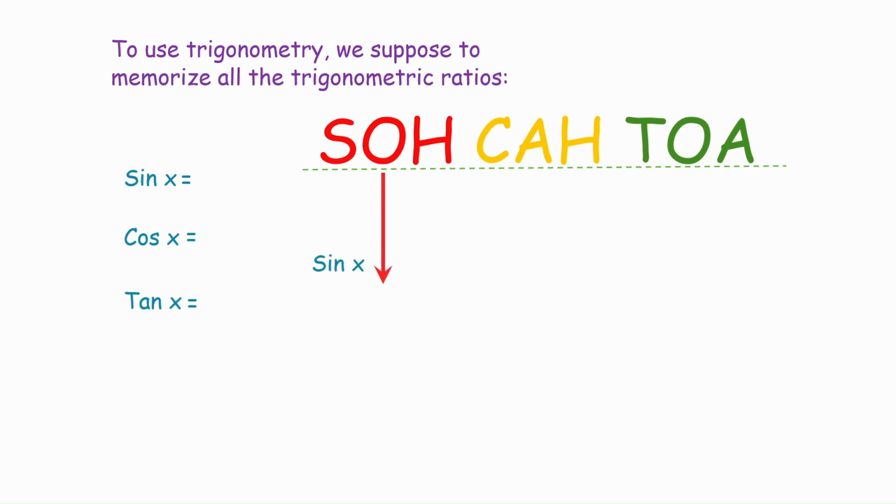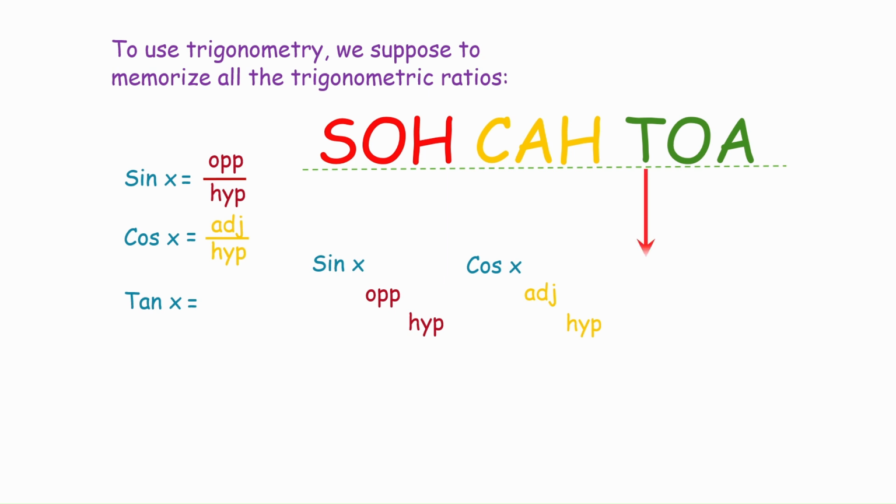S means sine, O means opposite, and H means hypotenuse. That will lead us to the first ratio. Sine x equals opposite over hypotenuse. C means cosine. A stands for adjacent. And H for hypotenuse, which will lead us to the second ratio. Cosine x equals adjacent over hypotenuse. Now, T stands for tangent x, O for opposite, and A for adjacent. So TOA means tan x equals opposite over adjacent.